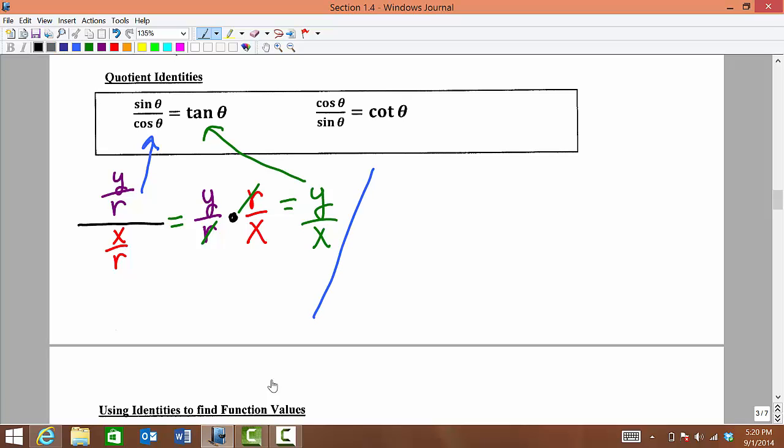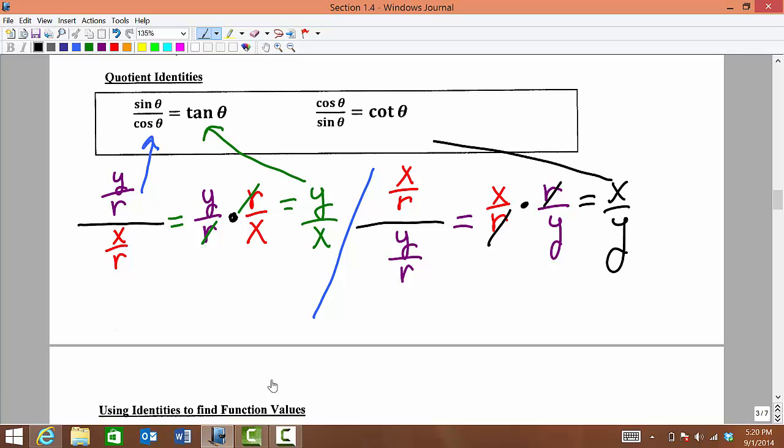We can do the same thing for cosine divided by sine to show that it gives us cotangent. Cosine is x divided by r, divided by sine, which is y divided by r. We will keep the top fraction the same, and we will multiply by the flipped y over r. We multiply by r divided by y. So we multiply by the reciprocal, and then we can reduce. Our r's cancel, and this time we're left with x divided by y. And x divided by y is cotangent of the angle theta.